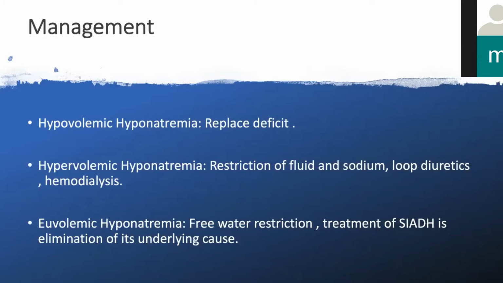And lastly, euvolemic hyponatremia, which can be caused by SIADH, by hypothyroidism, and by some antipsychotic medications. Here the treatment is free water restriction and treatment of SIADH if it is present. Also, one of the common causes of euvolemic hyponatremia is psychogenic polydipsia. So here it will be mainly free water restriction and treatment of this type of hyponatremia.